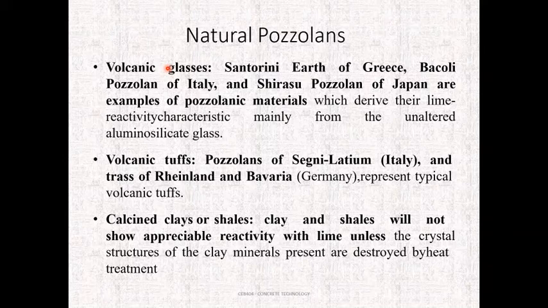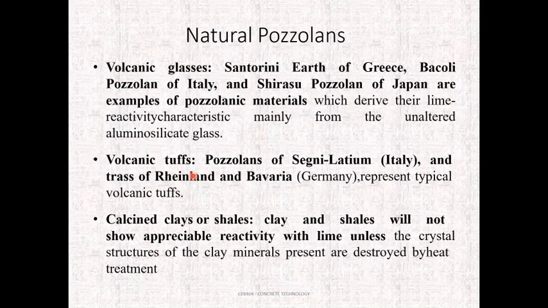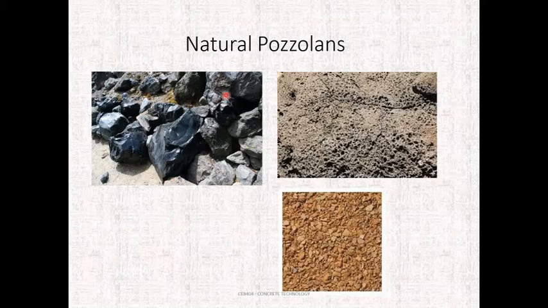There are two types of pozzolanas, that is naturally available pozzolanas and artificially available pozzolanas. Naturally available pozzolanas are the materials that are available in the earth's crust. They undergo some processing to be used as a pozzolana, such as grading and grinding. The commonly available natural pozzolanas are volcanic glasses, volcanic tuff, and calcined clays. Calcined clay is nothing but a clay which is heated at high temperature for 2 hours.